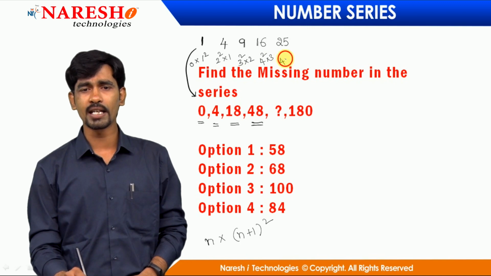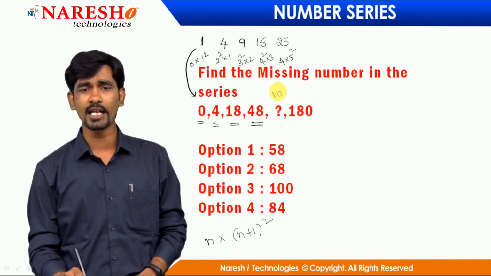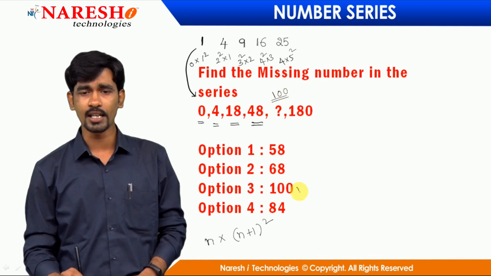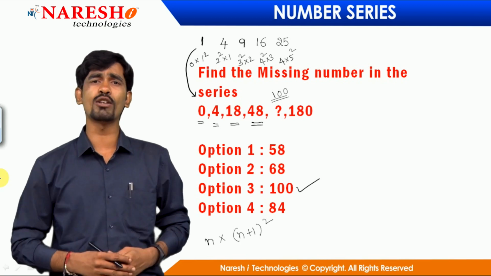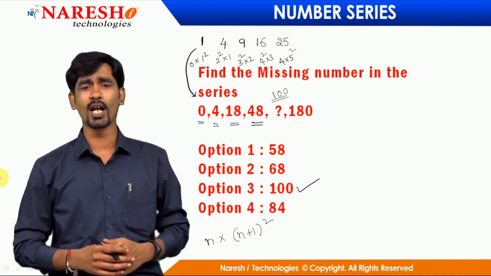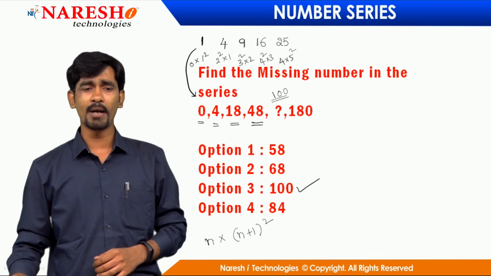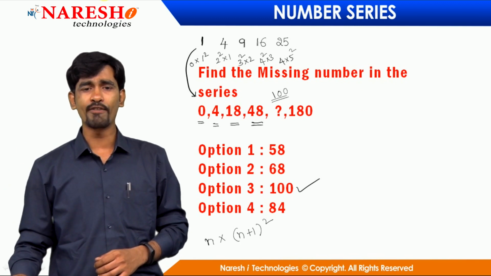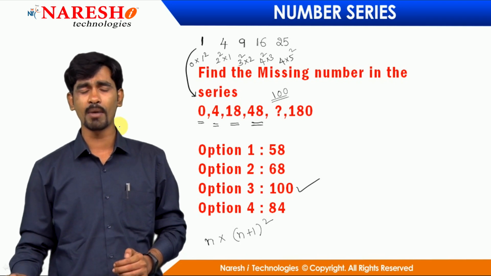4 into 5 square is nothing but 5 square is giving a result as 25. 25 into 4 is giving a result as 100. Make your answer choice as option 3. So even if you didn't understand this logic directly in the examination, you can also look at the question by taking the values into the scenario. So that means by taking the level of differences. So if you observe, the numbers are started with 0, 4, 18, 48 and question mark 180.